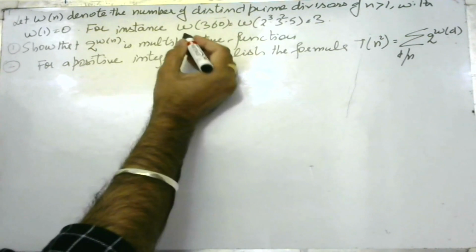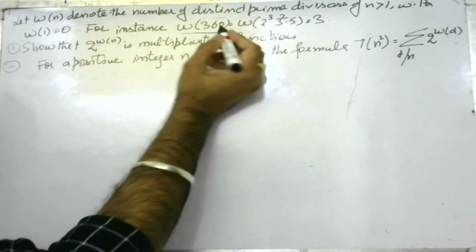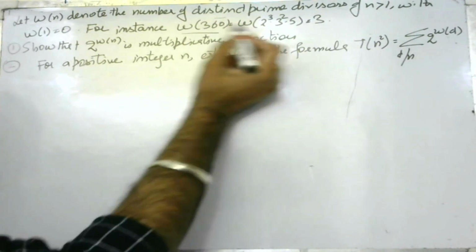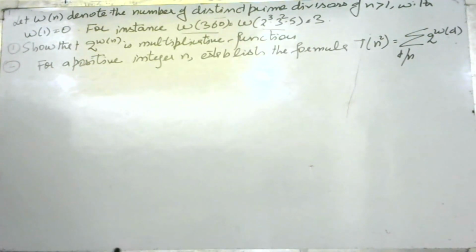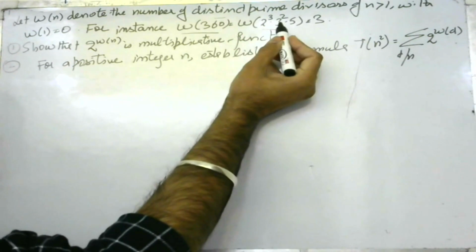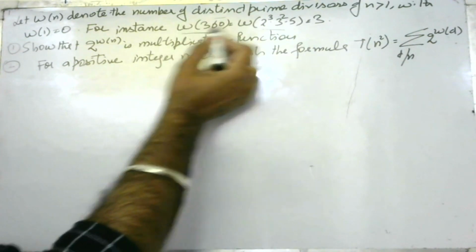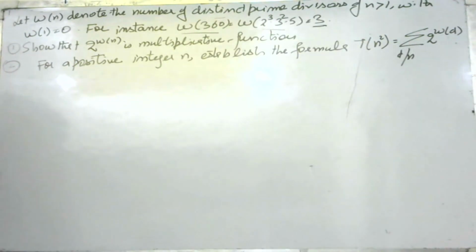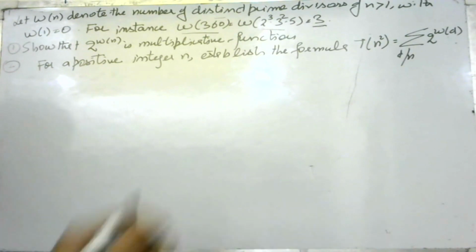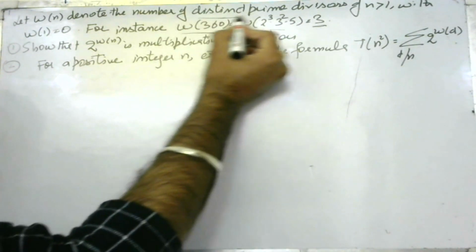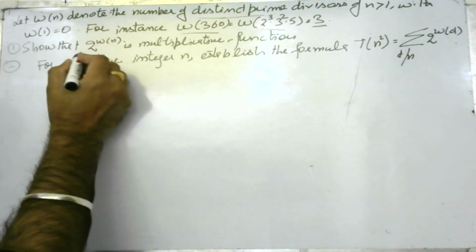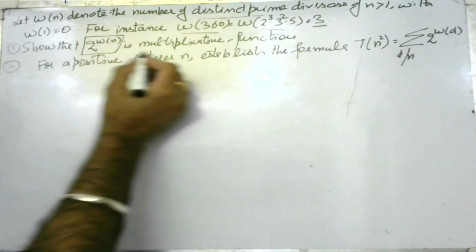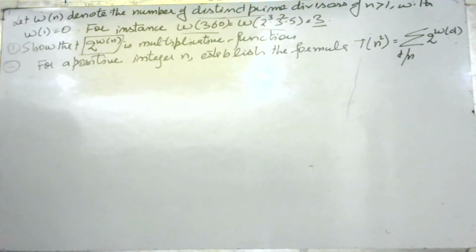For instance, w of 360: if we write the prime factorization of 360, it is 2 cubed, 3 squared, 5. How many distinct prime divisors are there? As you see, 3. Then w(360) is equal to 3. So this is how it is defined: the number of distinct prime divisors. And the question is, show that 2 power w(n) is a multiplicative function.